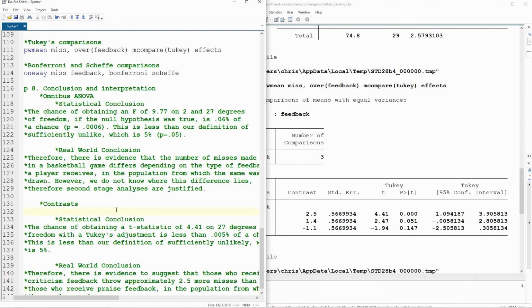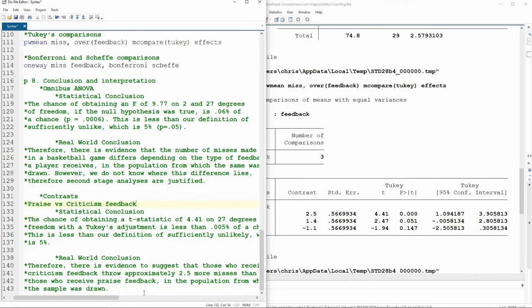So this first contrast was specifically for praise versus criticism. I would then do this again for criticism versus no feedback, praise versus no feedback. So you need one statistical and one real-world conclusion per comparison. And again, you can combine these together if you like in some way. I separate them out just for demonstration because it makes it clearer for you as a student to see the different components of these conclusions.